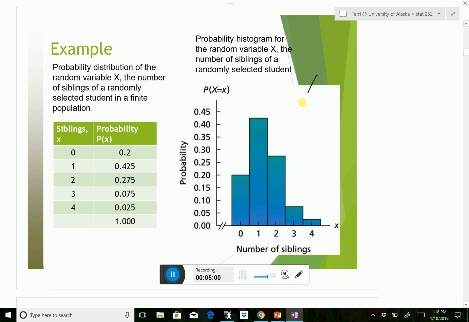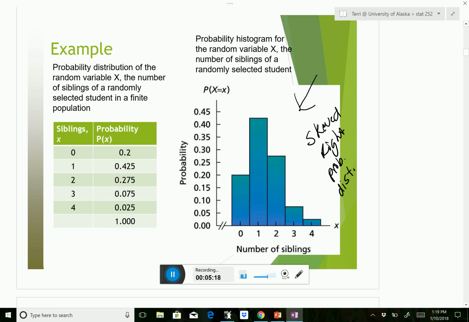Now you can also talk about the shape of it. Does anybody see a shape in there? Start thinking about that. The tail is going off to the right, so we would call this a skewed right probability distribution.